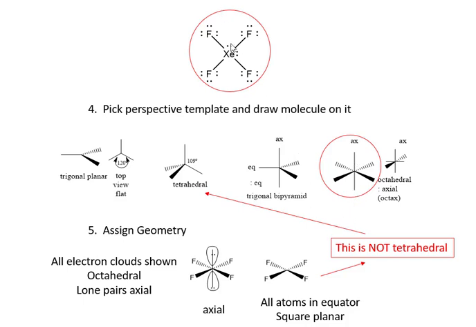So this is what you have to do. Literally count the clouds coming out of the central atom, select the perspective template that has the same number, and then simply position the atoms and the lone pairs in the right positions.